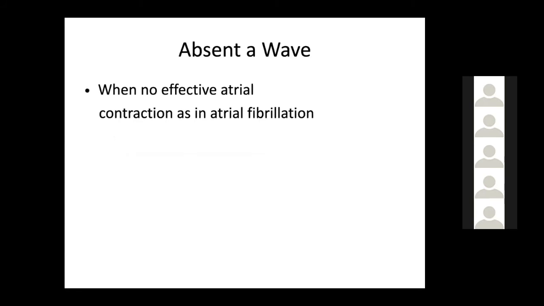Now coming to the absent A wave, there are many causes of a prominent A wave, but there are not many causes of an absent A wave. So in a patient with atrial fibrillation, the A wave is absent. Also in a patient with hyperkalemia, it is one of the important things. You can see a patient with hyperkalemia has atrial paralysis, and then they have an absent A wave.